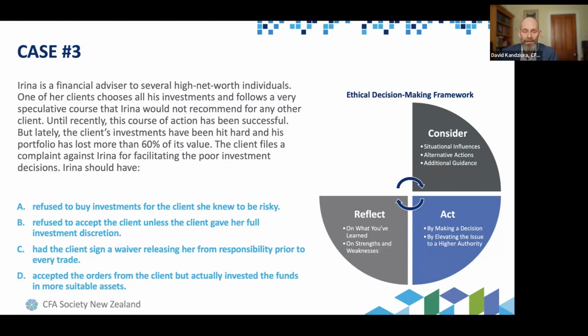Should she have: A, refused to buy the investments for the client she knew to be too risky; B, refused to accept the client unless the client gave her full investment discretion; C, had the client sign a waiver releasing her from responsibility prior to every trade; or D, accepted the orders from the client but actually invested the funds in more suitable assets?